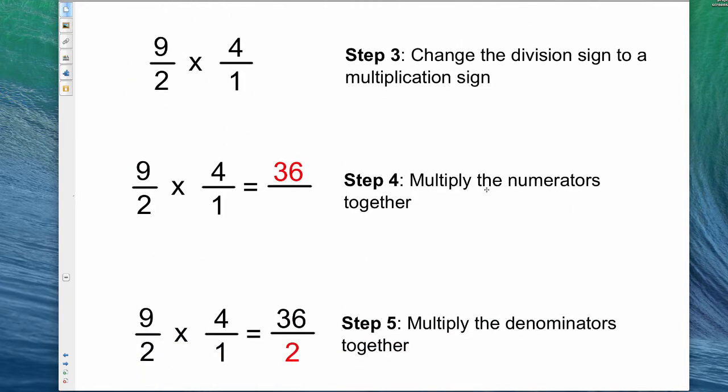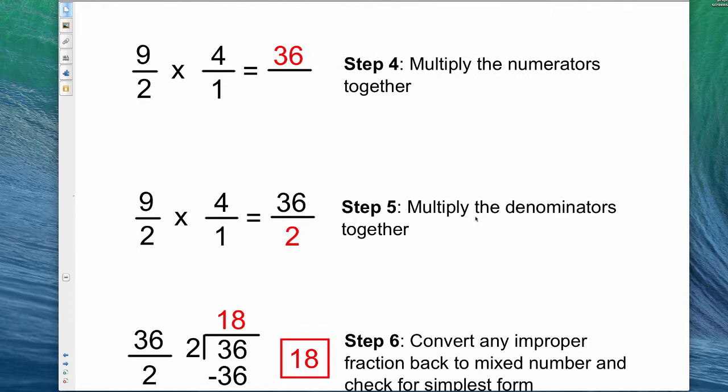The next step is to multiply the numerators together. 9 times 4 is 36. Then I multiply my denominators together. 2 times 1 is 2.